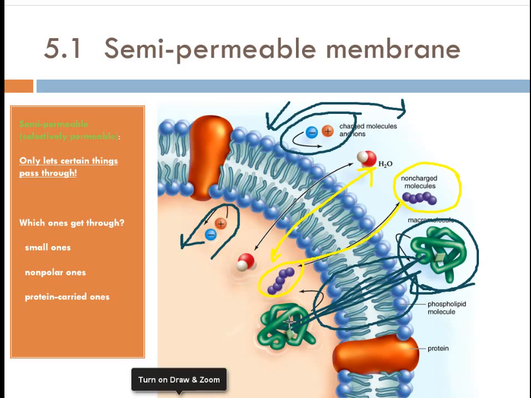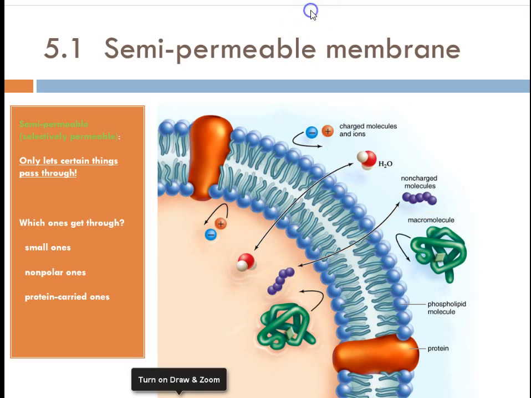If you remember our experiment that we did in lab, we found out that some things were able to pass through. We found out that water was able to pass through. We were able to find out small molecules that didn't have a charge were able to pass through. But things like starch that are really big, and things like albumin, weren't able to cross that membrane. It was because they were just way too big.